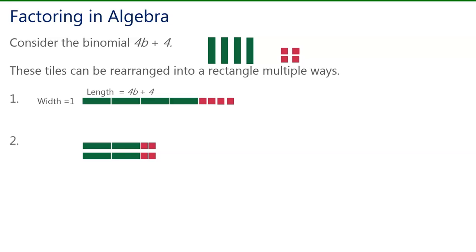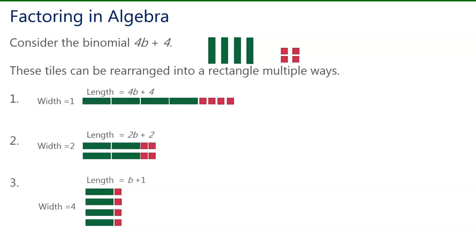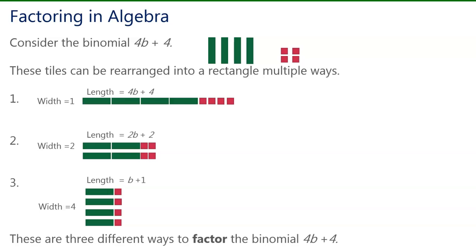Here's a second way. Here we have 2 lines, or the width is 2, and in each row we have a length of 2b plus 2. Here's a third way. We have 4 rows, so the width is 4, and in each row we have a length of b plus 1. These are 3 different ways to factor the binomial 4b plus 4.